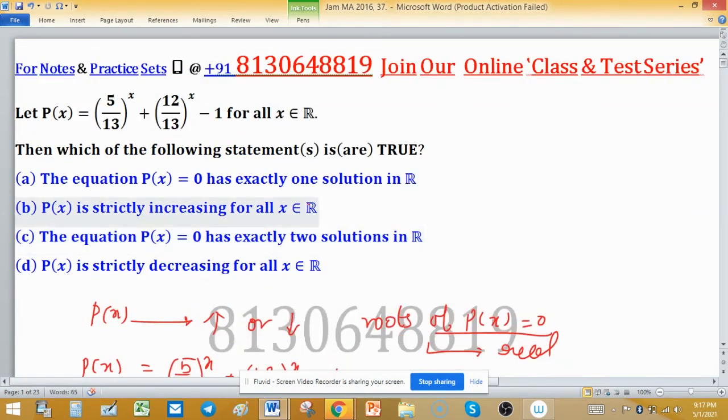So which option is true? The equation P(x) = 0 has exactly one solution in R: it is true. P(x) is strictly increasing: this is false. P(x) has exactly two solutions: this is false. P(x) is strictly decreasing: it is true. So options A and D are true.